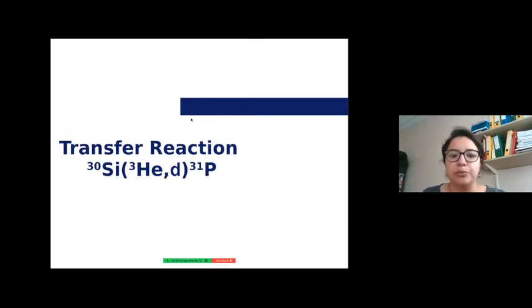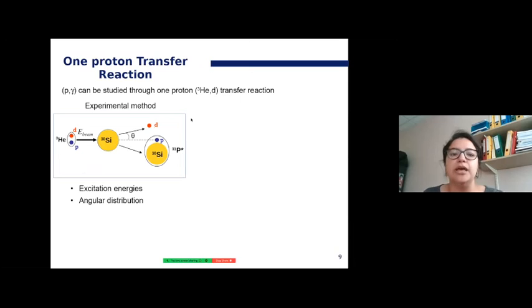So I shall focus in the first part on the transfer reaction measurements. Helium-3,d is one transfer reaction associated to the proton capture. So a proton is transferred from the beam nucleus to the core one to form the nucleus of interest in its excited state, the phosphorus-31.